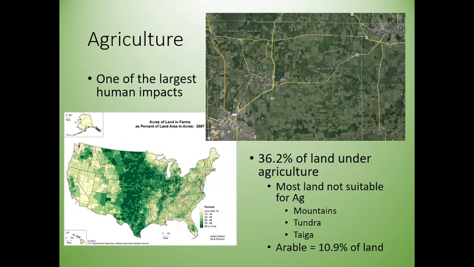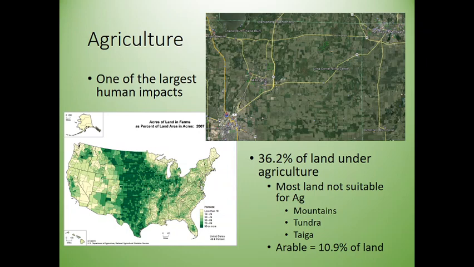What we see is that 36%. So that's a huge amount of land. That's a huge amount of the Earth's surface that is being used to basically grow food for us. Where we don't see it is basically mountainous areas, tundra areas way up north, coniferous forests. The taiga just isn't super great for farming. The growing season just isn't long enough.